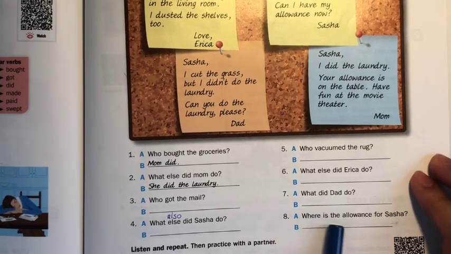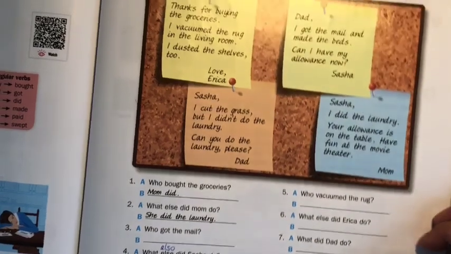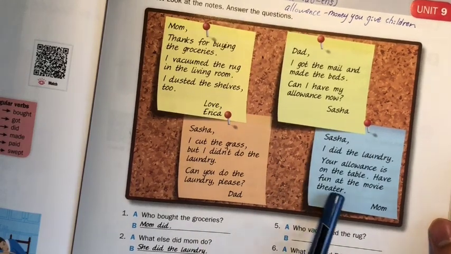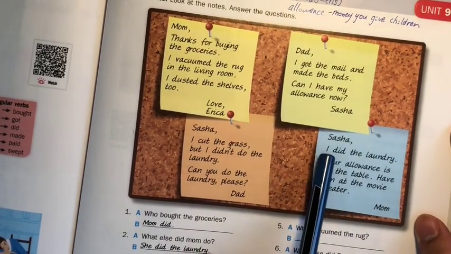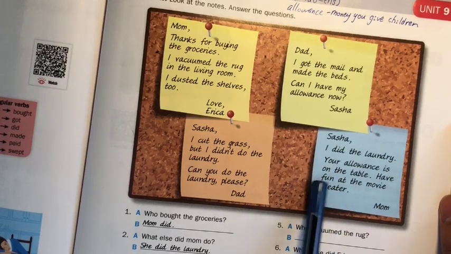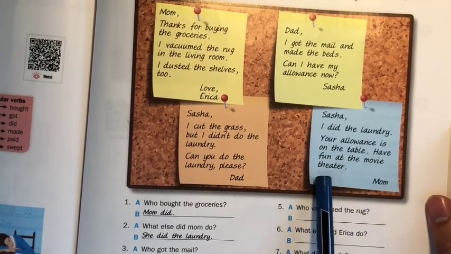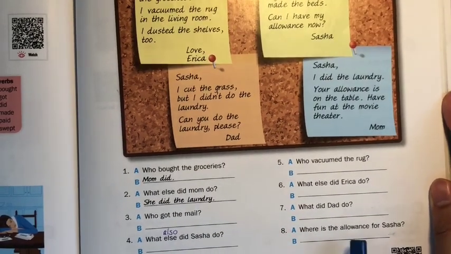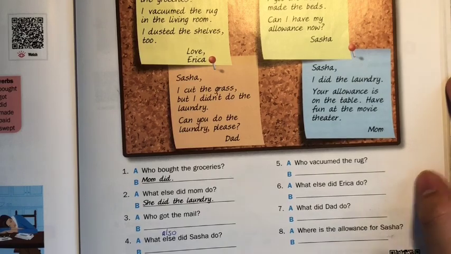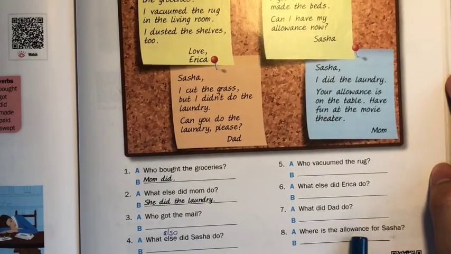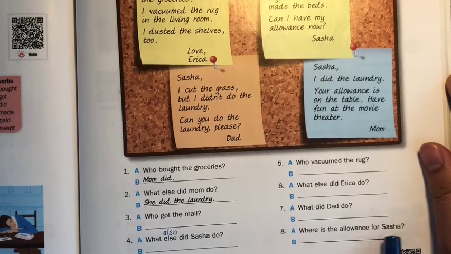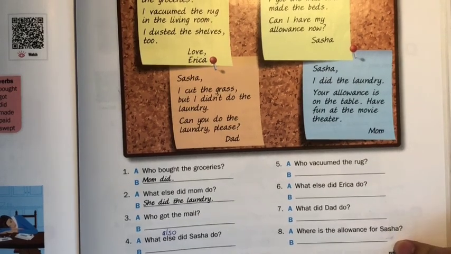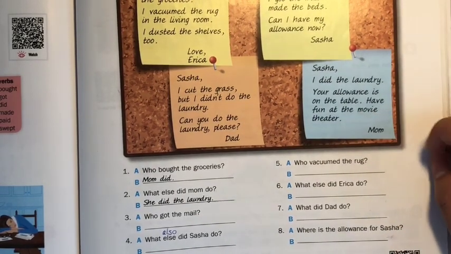8. Where is the allowance for Sasha? Again, allowance is money you give children. Let's look at the blue message. Sasha, I did the laundry. Your allowance is on the table. Have fun at the movie theater. So, the allowance for Sasha is on the table. So we know the allowance is money for Sasha. What is Sasha going to use this money for? What is she going to do with the money? She's going to watch a movie.